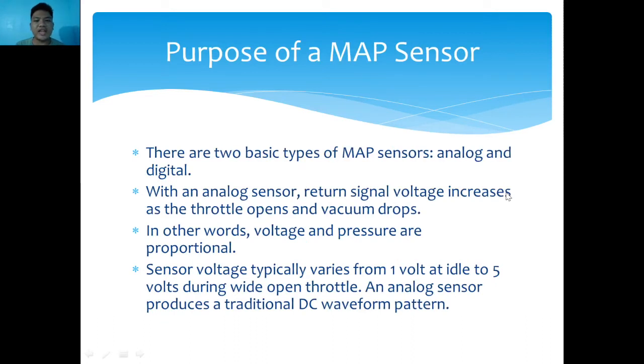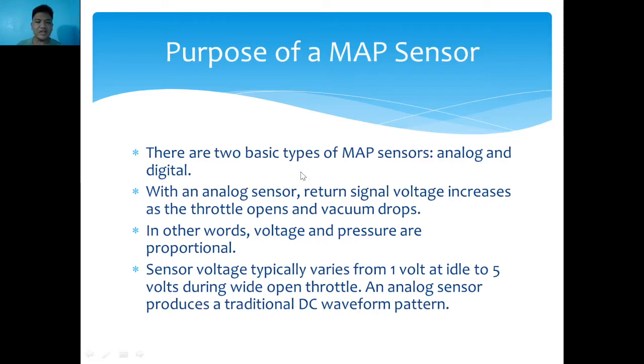There are two basic types of map sensors: analog and digital. With an analog sensor, return signal voltage increases as the throttle opens and vacuum drops. In other words, voltage and pressure are proportional. Sensor voltage typically varies from 1 volt at idle to 5 volts during wide open throttle. An analog sensor produces a traditional DC waveform pattern.